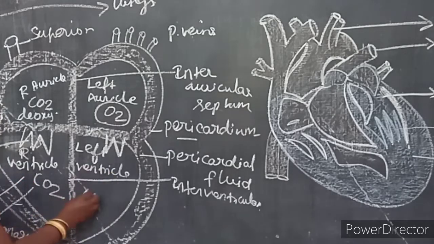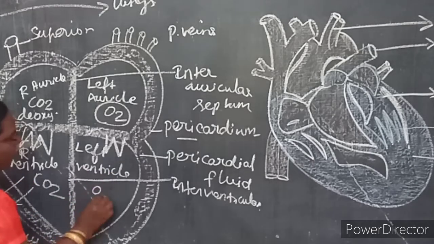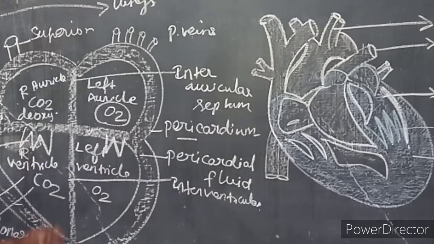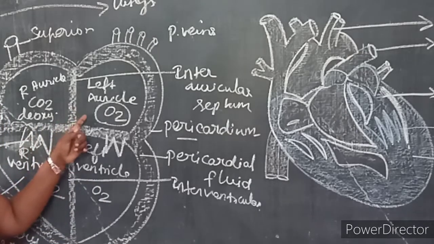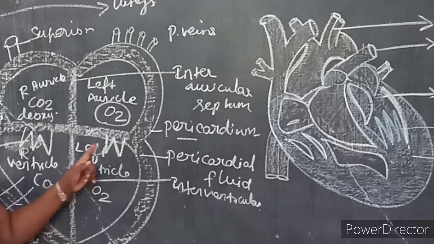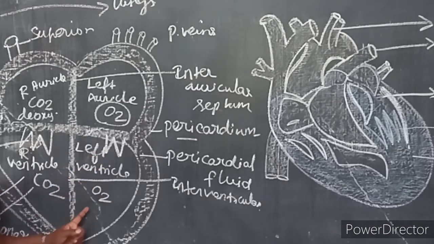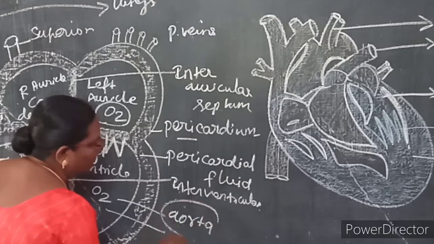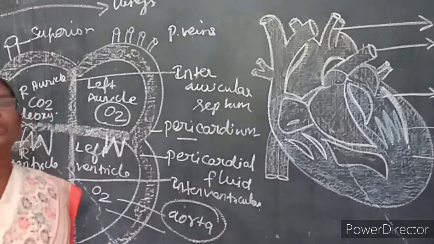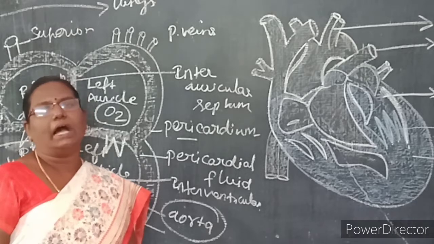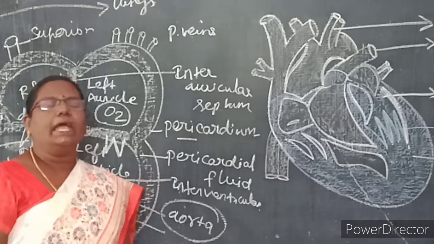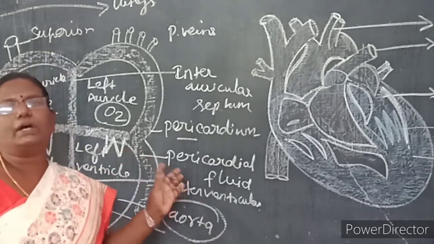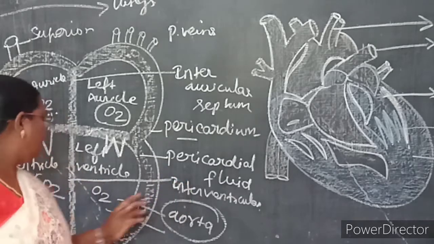So now the left auricle is filled with what type of blood? Oxygenated blood. Can you understand? So the left auricle opens into the left ventricle through the bicuspid valve. Now the left ventricle is filled with what type of blood? Oxygenated blood. In the left ventricle there arises an aorta. This aorta is the largest artery. It supplies oxygenated blood to all the parts of the body.